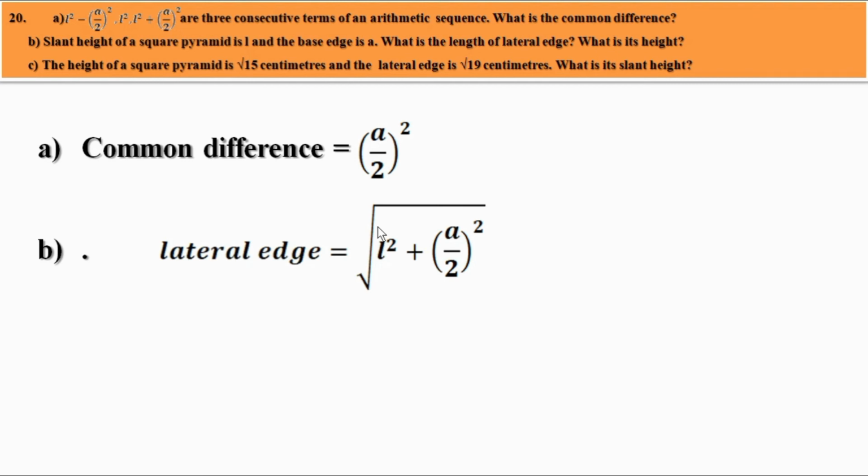In the same way, we can see another right angle triangle with sides H, L and a by 2, where L is the hypotenuse. So we can say height is equal to root of hypotenuse square minus base square, that is equal to root of L square minus (a by 2) whole square.